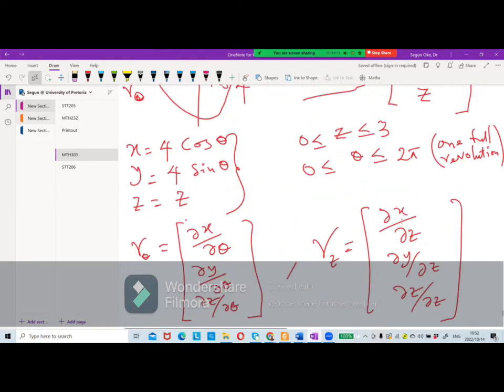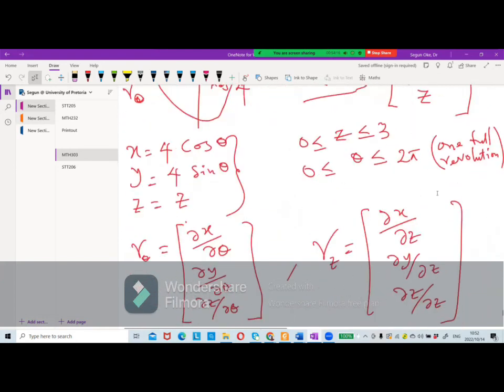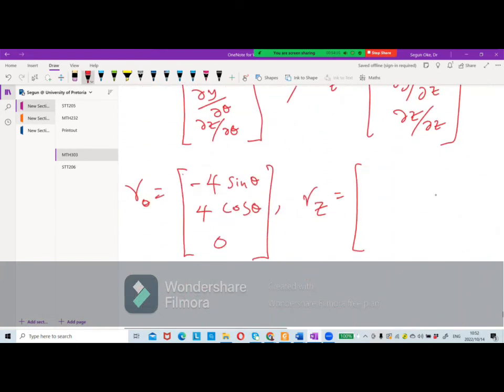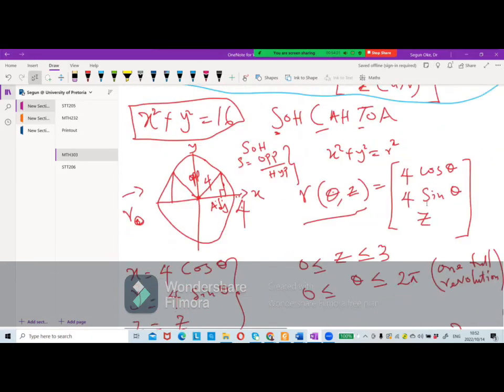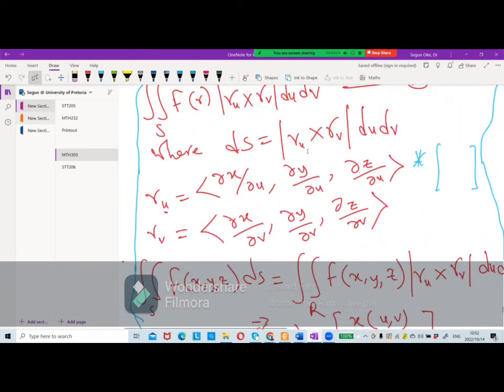We have the z, the s, the z. Do we have the z here? No, sir. So the first one will be 0. The second one will be 0. When you said the z is what? 1. Any question? Then from the formula we have, we need to calculate r theta cross r z.